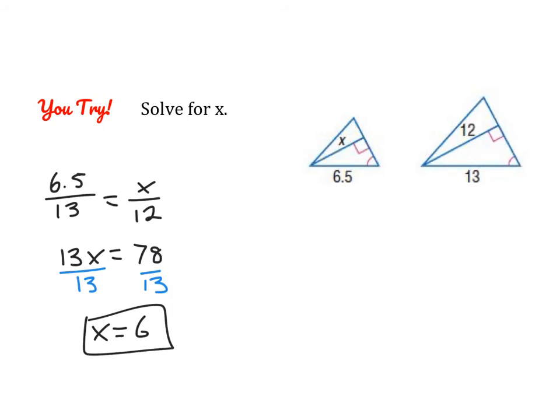Okay, so we started with the ratio of our corresponding sides, 6.5 over 13, and that will equal x over 12. Cross multiply and solve. You get x equals 6.